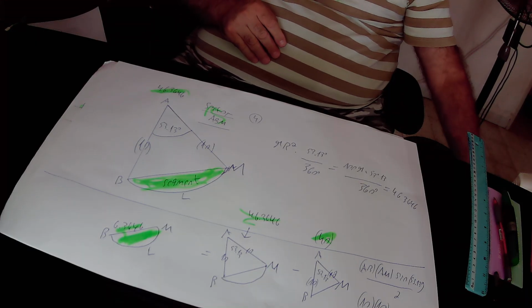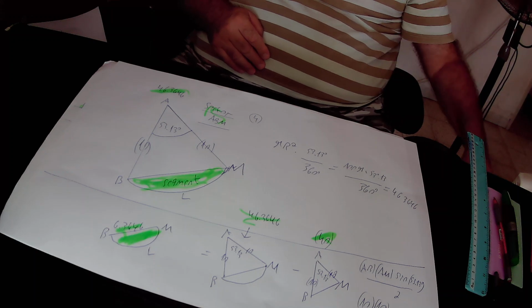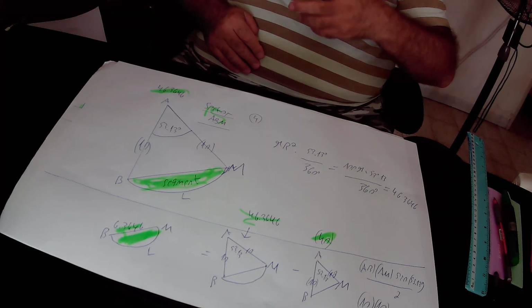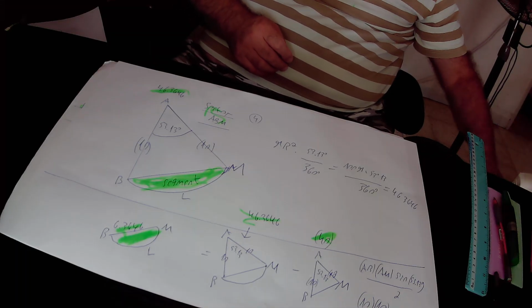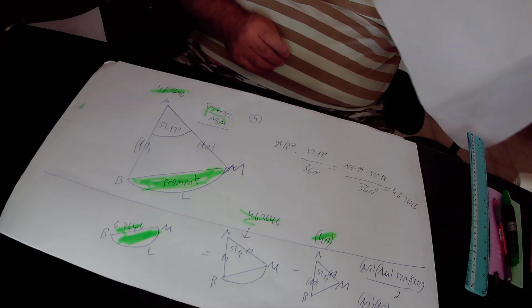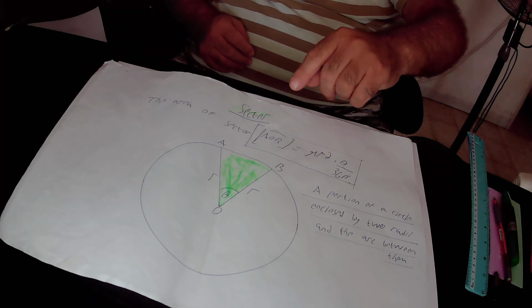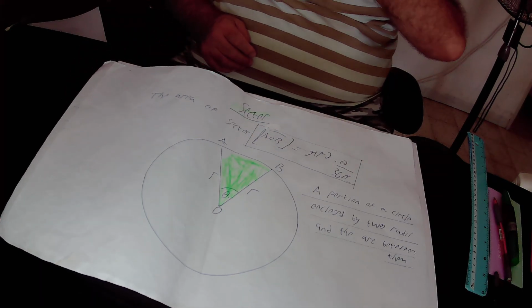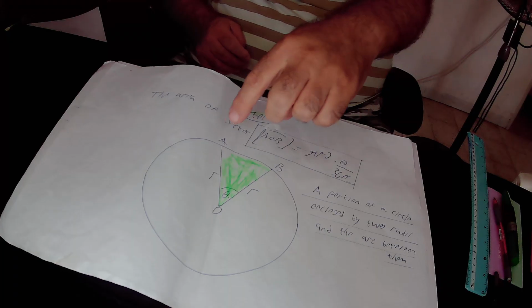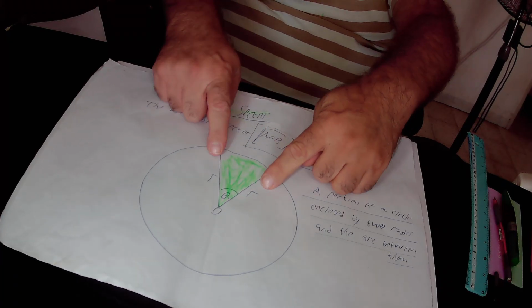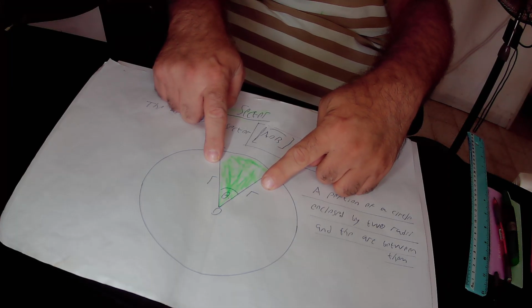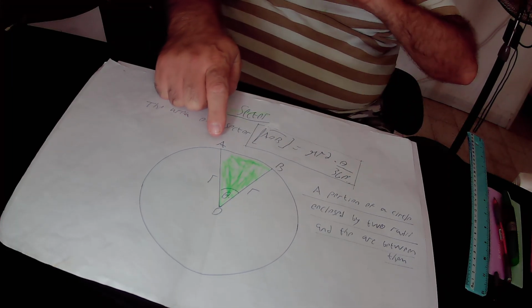First of all, what is a sector? A sector is a portion of a circle enclosed by two radii and the arc between them. The shape AOB is a sector. A sector is a portion of a circle, as you can see, enclosed by two radii, those are the two radii of the circle, and the arc AB between them.